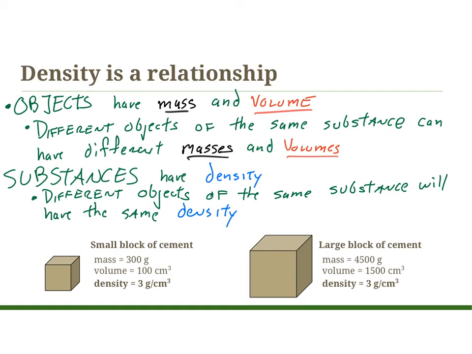Below here I have an example with a small block of cement and a large block of cement. My small block of cement has a mass of 300 grams and a volume of 100 cubic centimeters. When I set that problem up to solve for density, I take 300 divided by 100 and get 3 grams per cubic centimeter. My large block of cement has a mass of 4,500 grams and a volume of 1,500 cubic centimeters, and I take 4,500 divided by 1,500 and get a density of 3 grams per cubic centimeter.